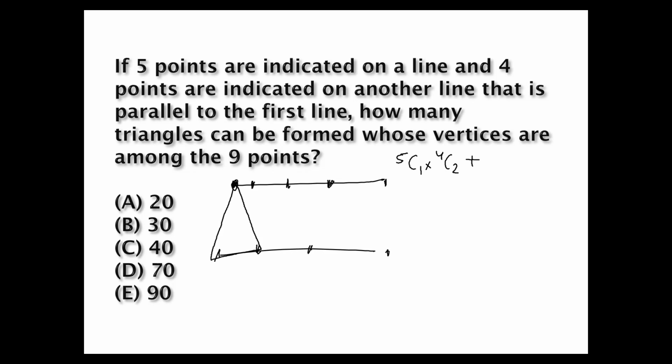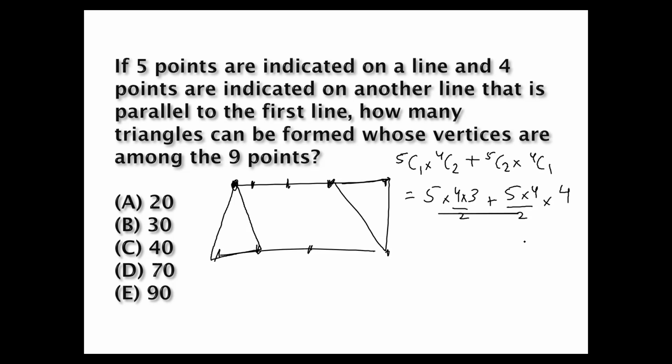Or you need 2 points from here and 1 point from here. That will make a triangle. So it's 5 into 4 into 3 over 2 plus 5 into 4 over 2 into 4. That's 70.